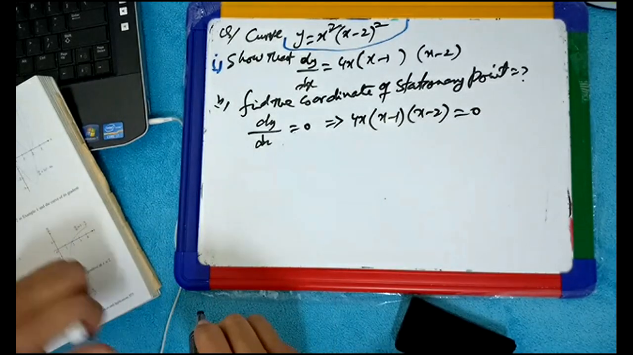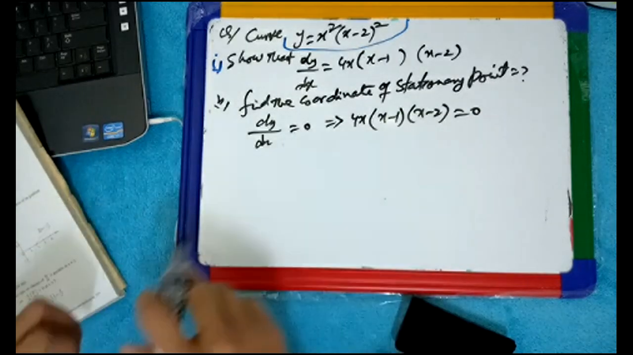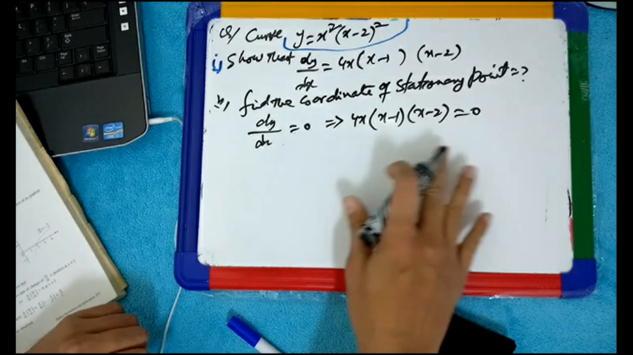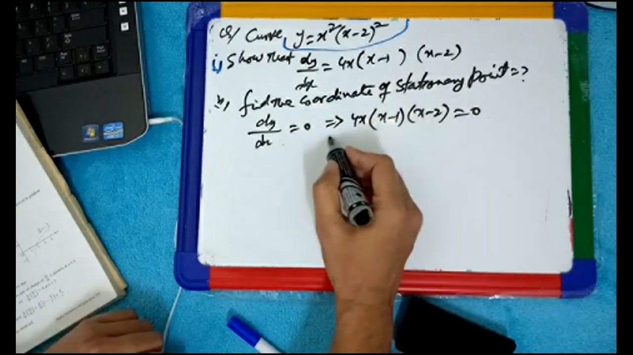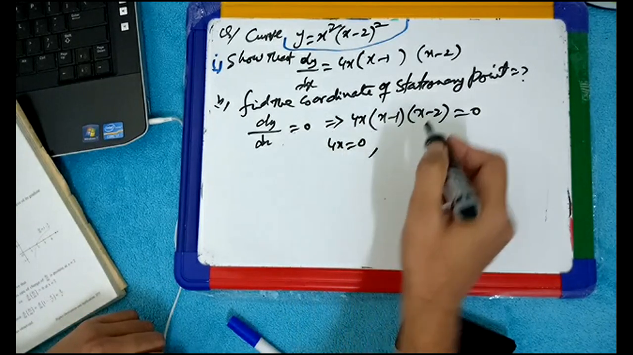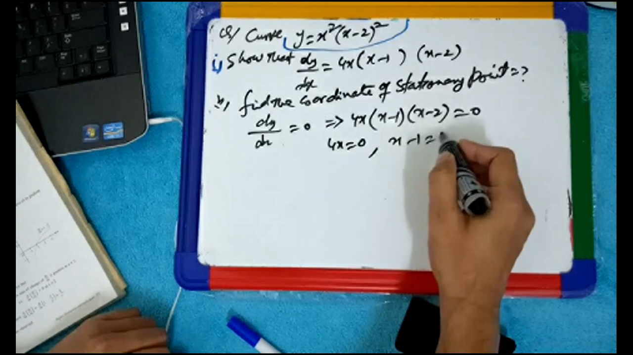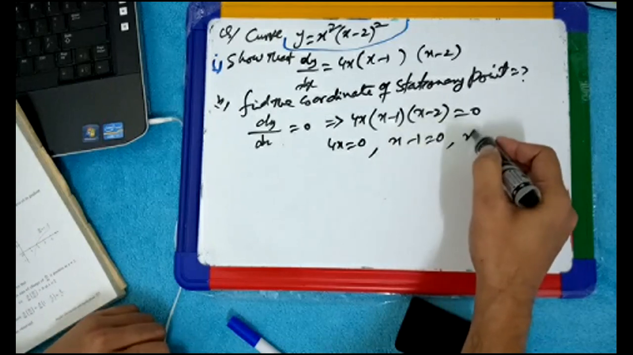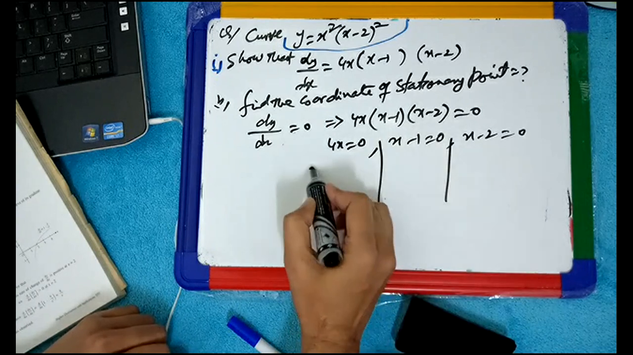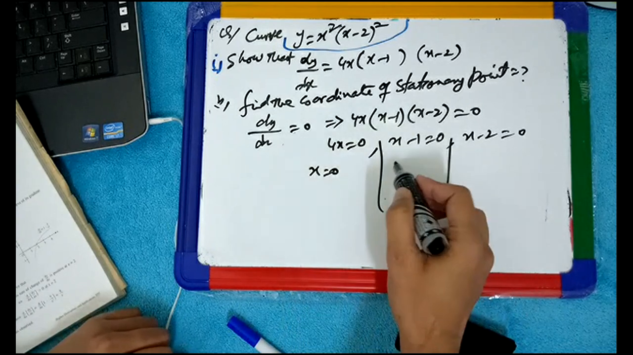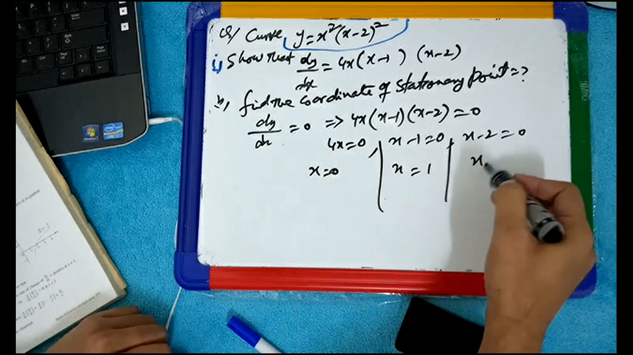Now, in order to solve this, how many x values can you obtain from this? If the product of three things equals 0, individually these are 0. x equal to 0 is first, x minus 1 equal to 0 is second, and x minus 2 equal to 0 is third. So from here, x equal to 0. From here, x equal to 1. From here, x equal to 2.